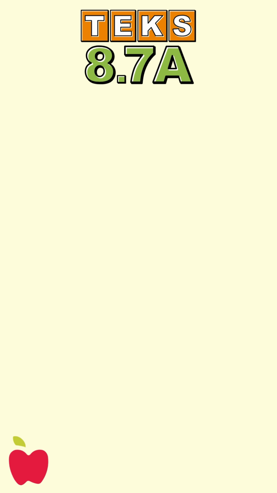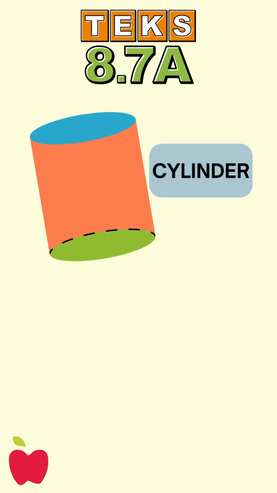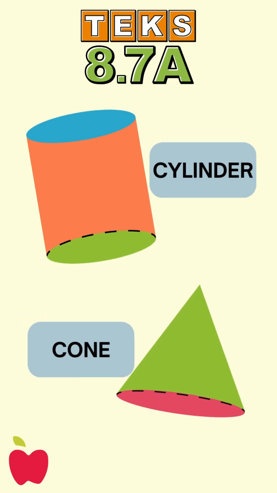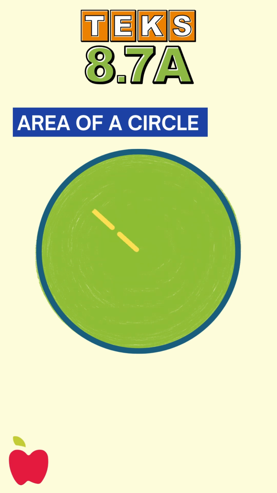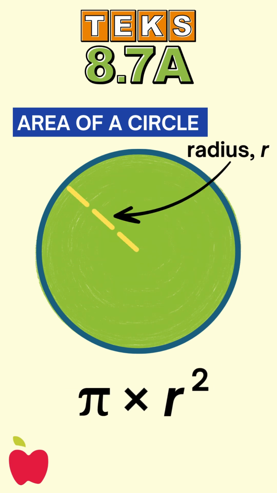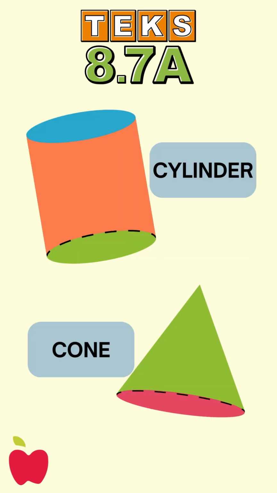Now, two of the shapes we're talking about today, the cylinder and the cone, require us to first calculate the area of a circular base. And we do that with the formula area equals pi times radius squared. This is an important formula because both the cylinder and the cone involve multiplying the area of the base by the height of the shape. So let's keep this in mind as we go forward.